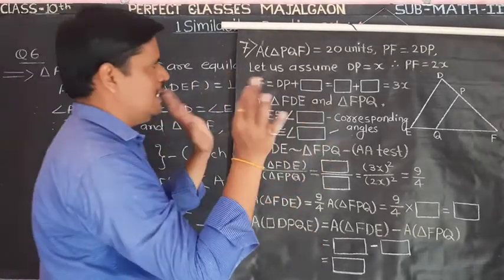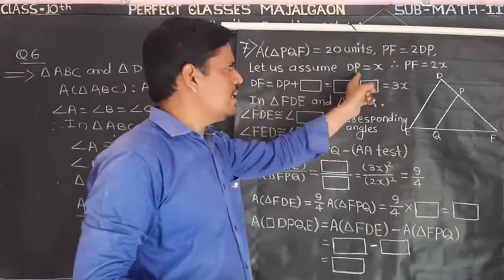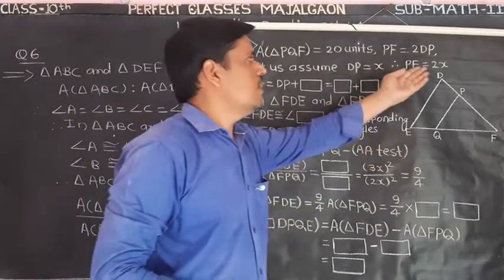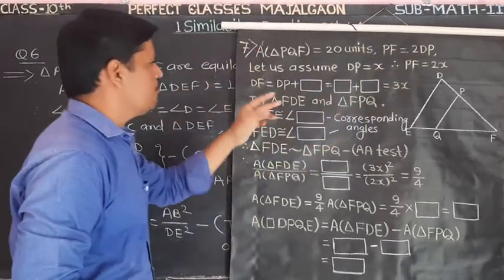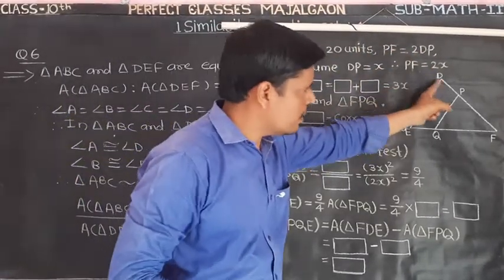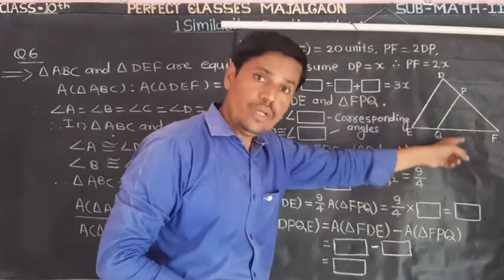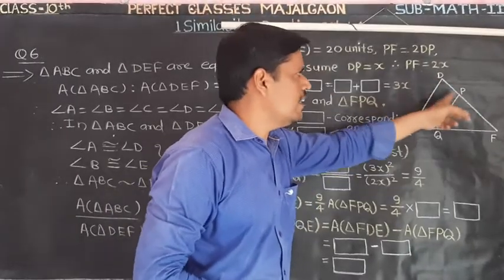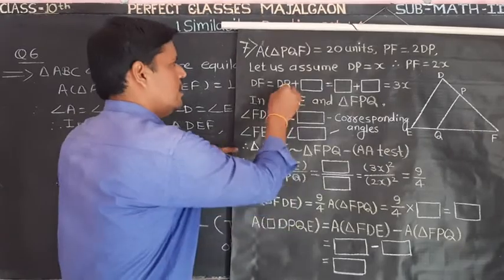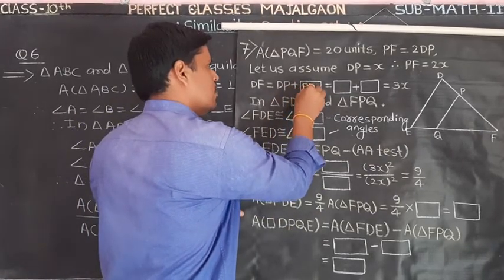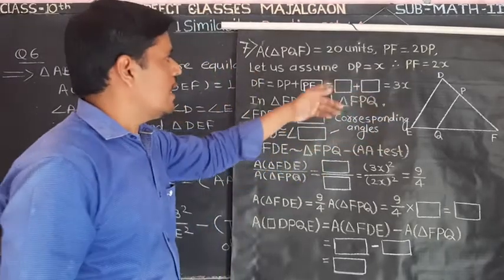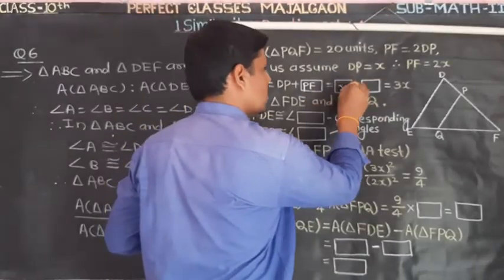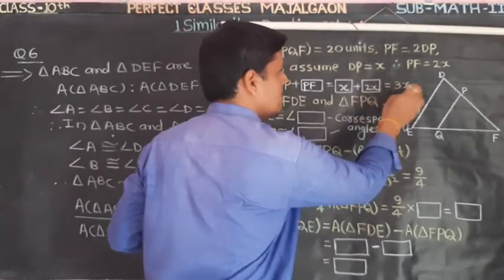Now how to complete this activity? Let us assume that DP equals x. Therefore PF equals 2x, because PF equals 2DP. Look at this figure: D, P, F are collinear. DF means DP plus PF. The values of these two are PF is 2x and DP is x. Therefore x plus 2x, and the sum is 3x.